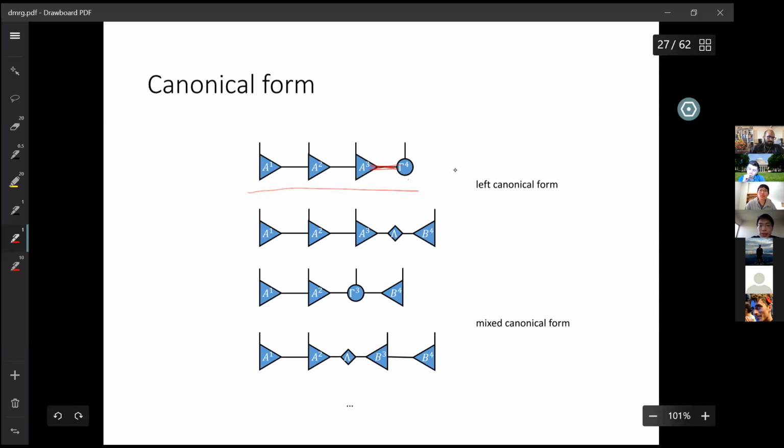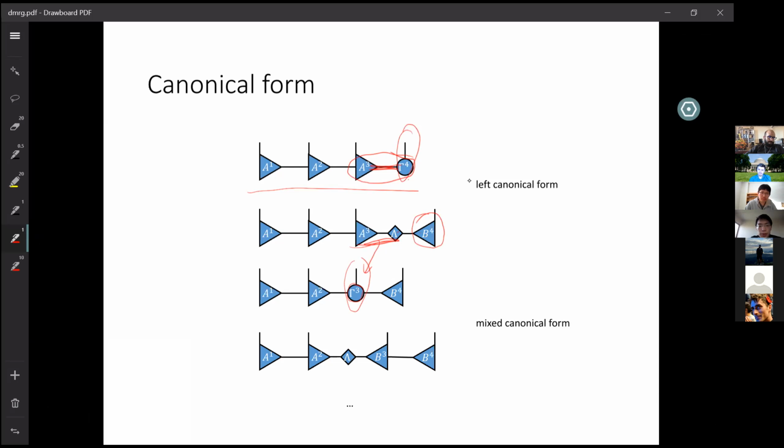We contract this bond and make this a big tensor, and we do SVD on this big tensor and split it into 3 parts. Now we find this part is good because it is already a unitary matrix, and we combine these two to become this circle tensor. By doing this, we have shifted the gauge center a little bit to the left, and we can keep doing this to move the gauge center anywhere we want.